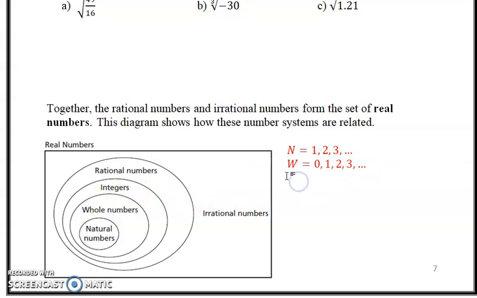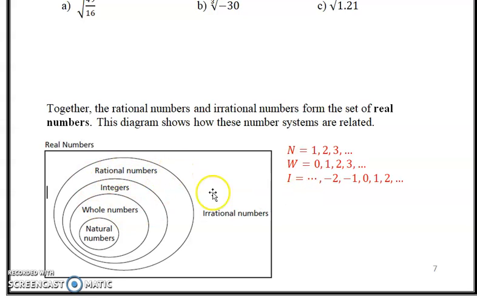Next we have the integers. The integers include all the whole numbers, the negatives, and 0. So it's dot dot dot, -3, -2, -1, 0, 1, 2, and so on. I'm doing this because I'm going to run out of room. The integers go from negative infinity to positive infinity, positive and negative numbers, with no decimals. And then we have the rational numbers.